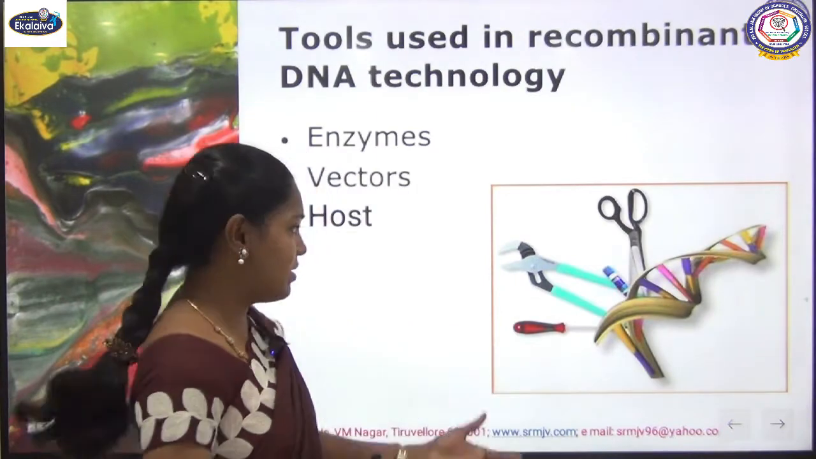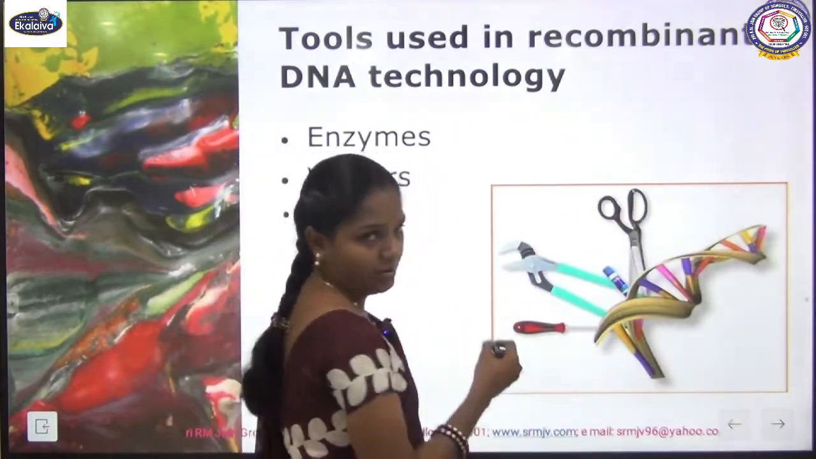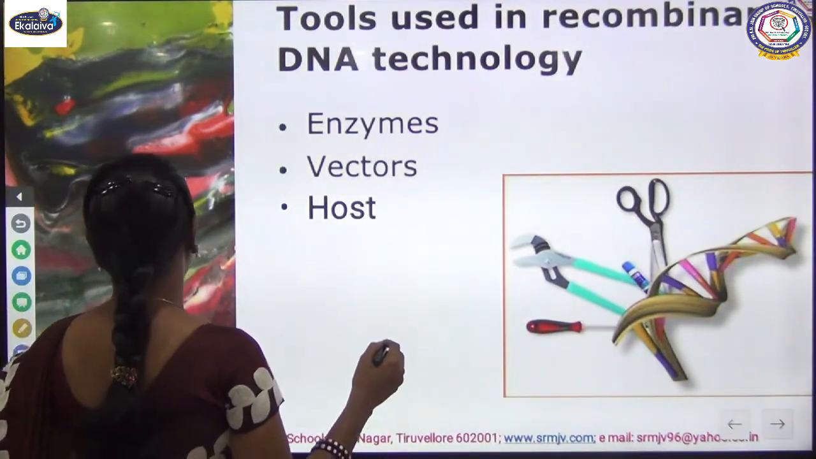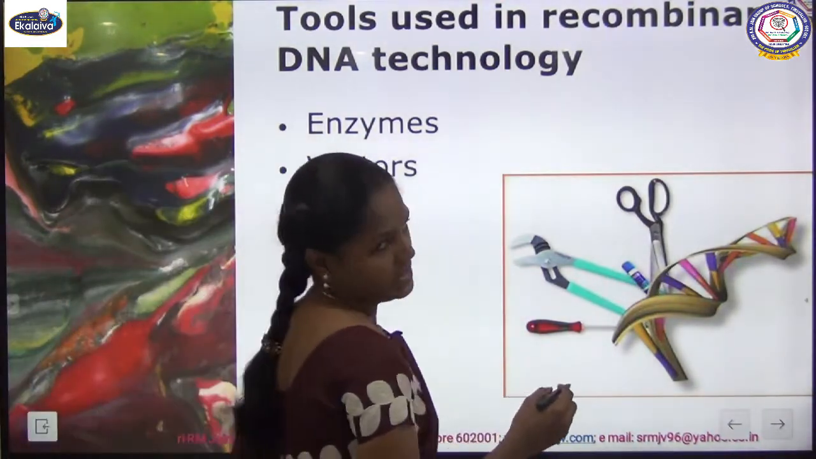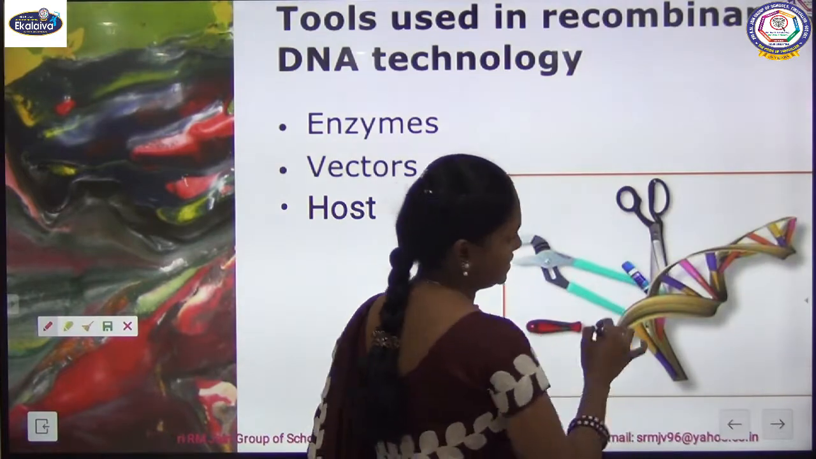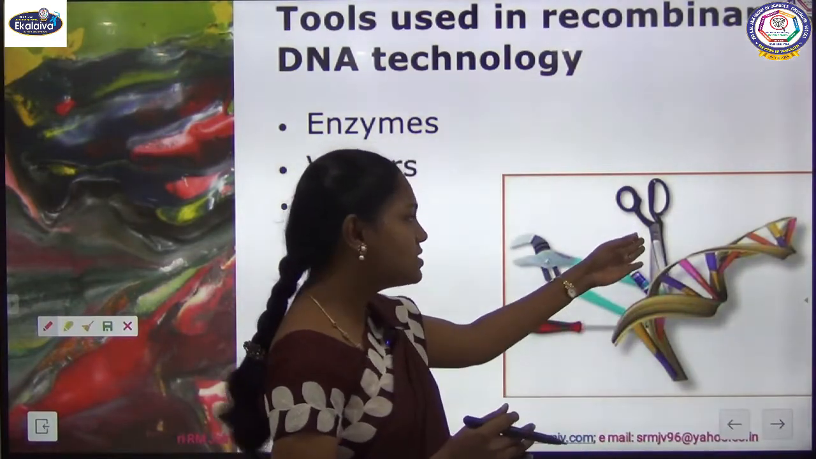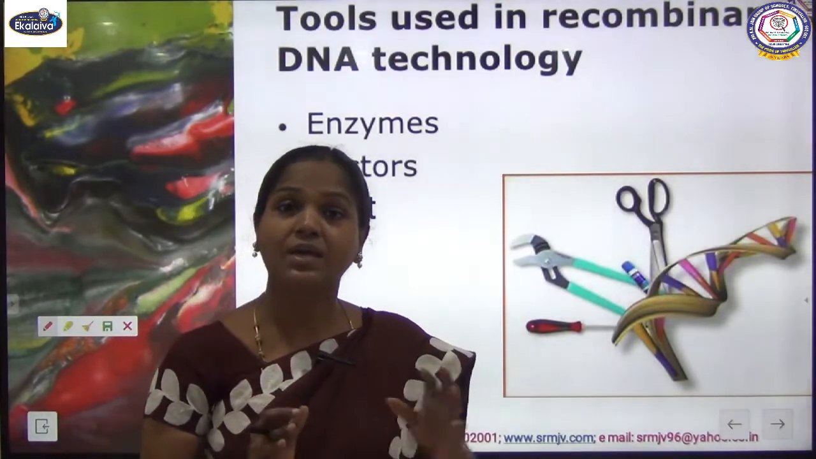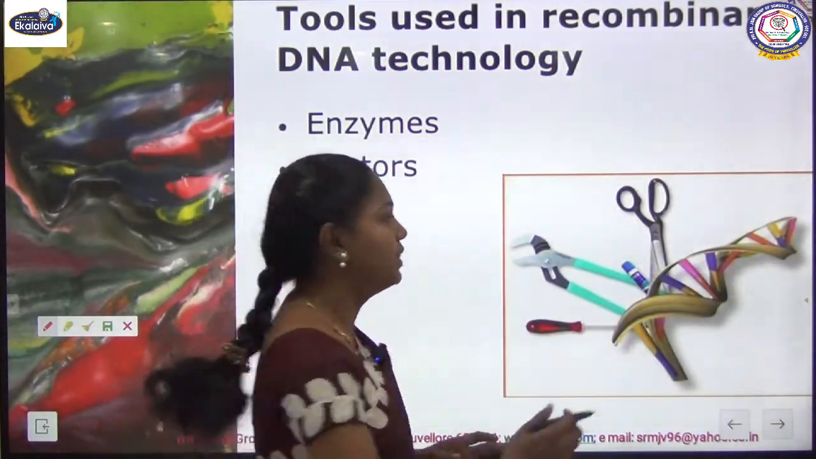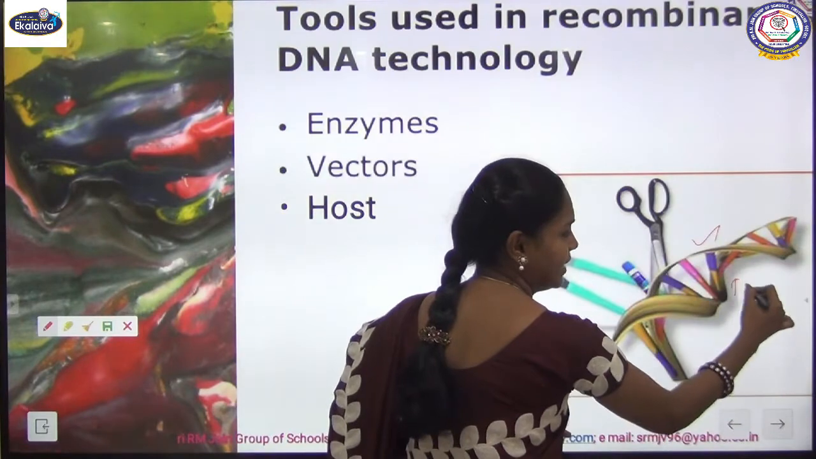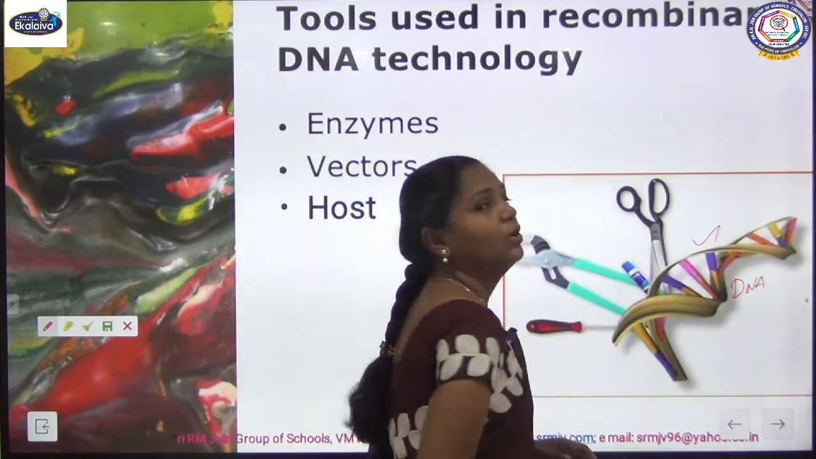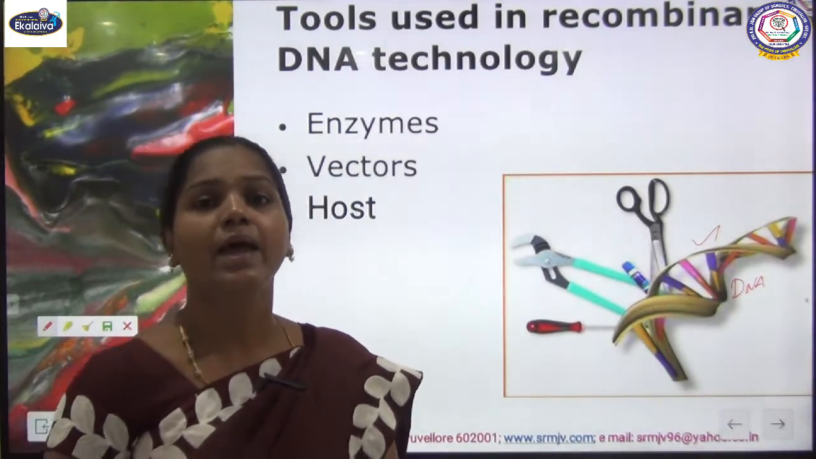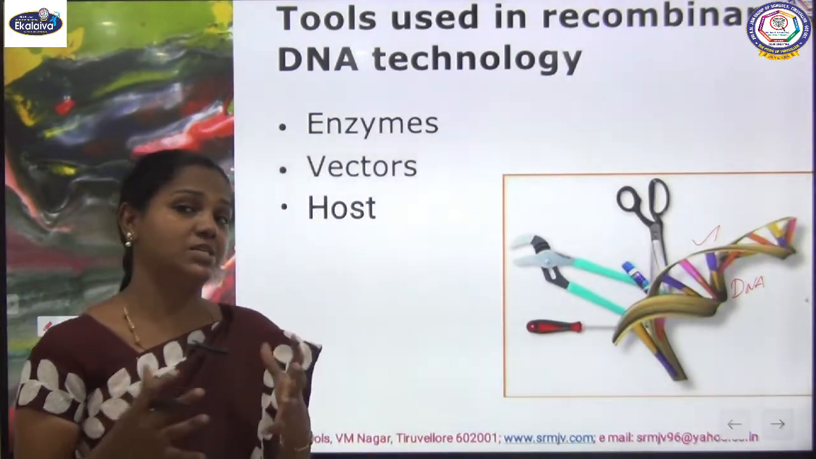In the same way, here we are doing our work with our DNA, with our genetic material. We are not going to use scissors, gum and all, but we are going to use tools which do the same function with our DNA. This is our DNA. Some tools are required to prepare this recombinant DNA, and what are those tools, that is, the materials required here?